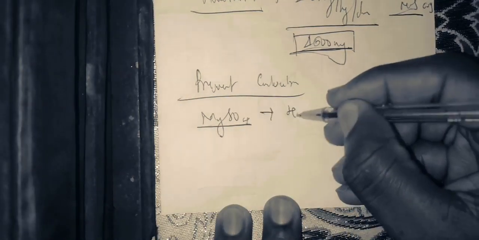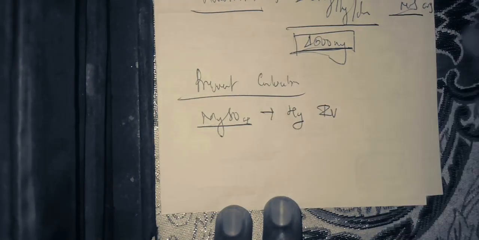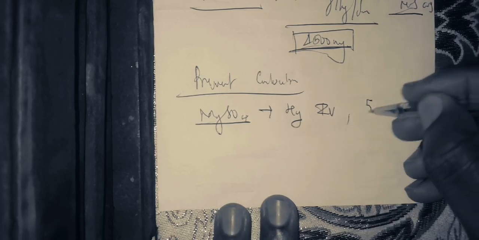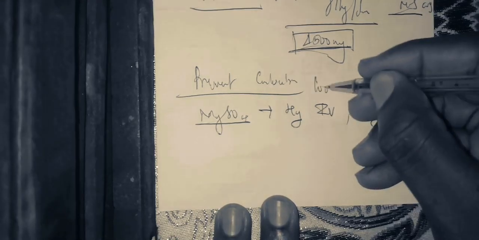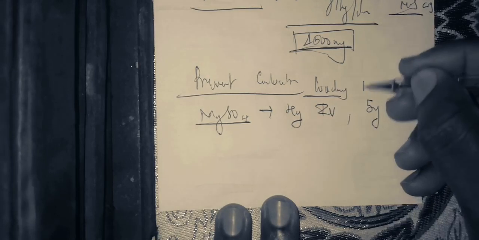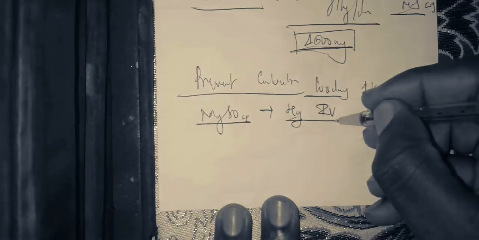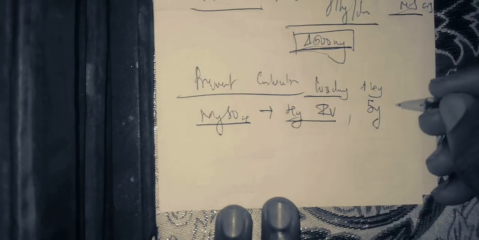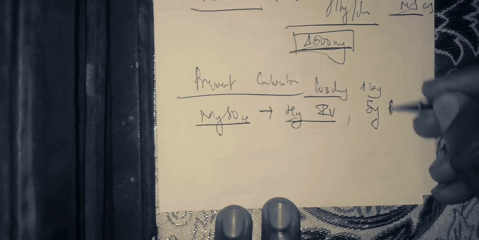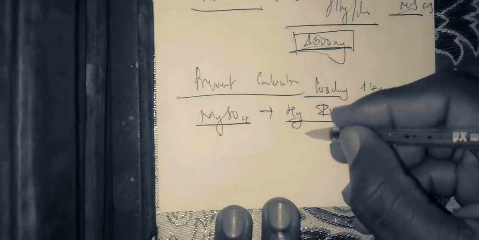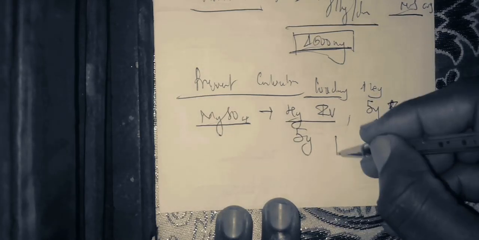So giving magnesium sulfate, first give 4 grams of magnesium sulfate IV, and then you give 5 grams. The loading dose of magnesium sulfate is 14 grams. 4 grams is given IV, 5 grams is given IM in each buttock. So 5 grams on one buttock, 5 grams on another buttock.